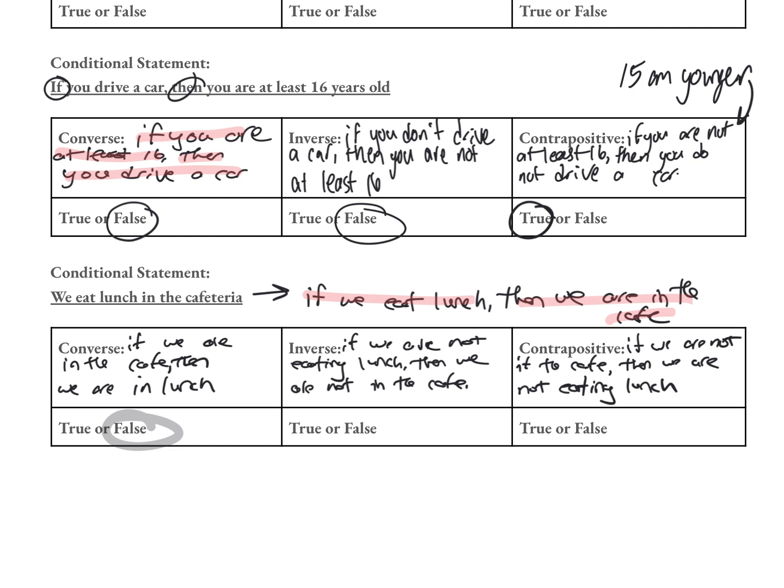The inverse: if we are not eating lunch, then we are not in the cafeteria. Again, we could be in the cafeteria, but we don't have to be eating lunch. But if we are not in the cafeteria, so we're somewhere else in the school building, then we are not eating lunch. That has to be true, because basically we're only allowed to eat lunch in the cafeteria. So if I'm not in the cafeteria, I can't be eating lunch because it's the only place I'm allowed to do it. I hope this makes sense.